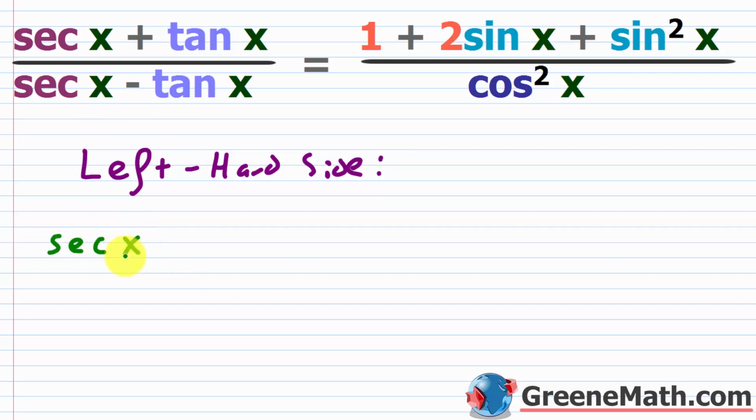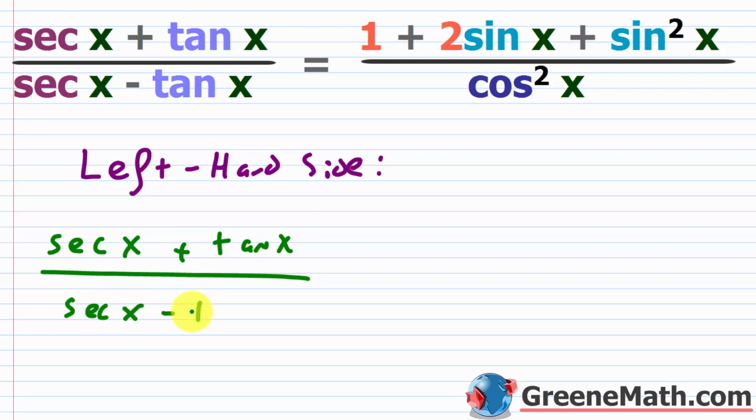So I have the secant of x plus the tangent of x over the secant of x minus the tangent of x. Now, lots of ways to do this. I'm going to go through one that is probably not obvious if you haven't worked a lot of these problems. Remember, the secant of x, by definition, is equal to 1 over the cosine of x, okay? So if I multiplied this secant of x, which is 1 over the cosine of x, times the cosine of x, I would get 1, okay?